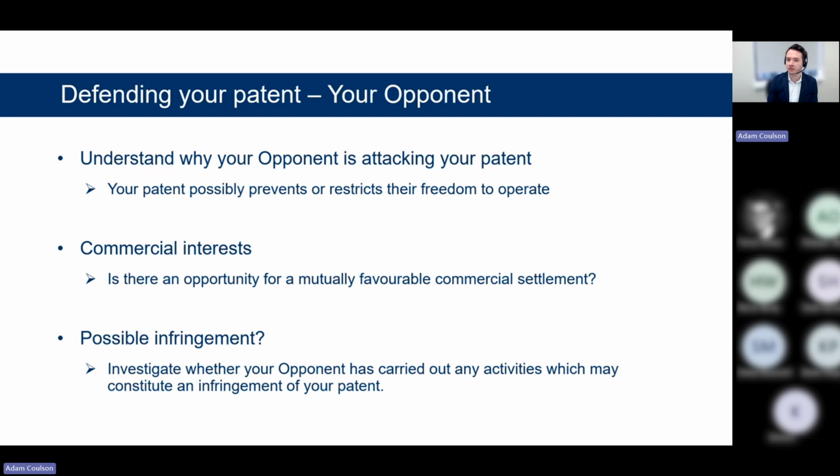Is there any possible infringement? So investigate whether your opponent has carried out any activities which may constitute an infringement of your patent. If evidence of infringement is found, this may be used as leverage to support a mutually favourable commercial settlement, especially if the opposition against your patent is not very strong.